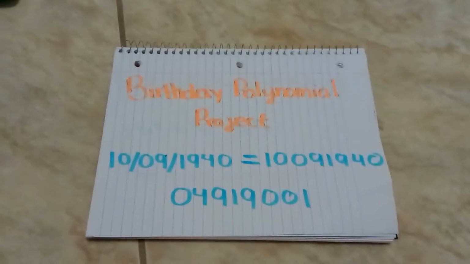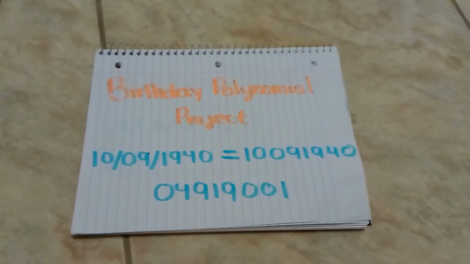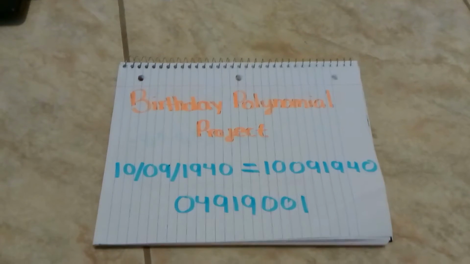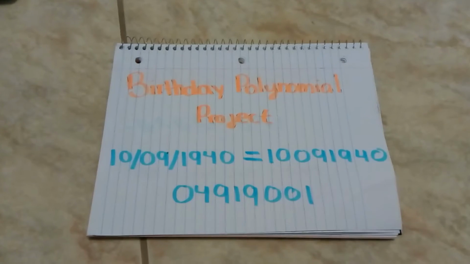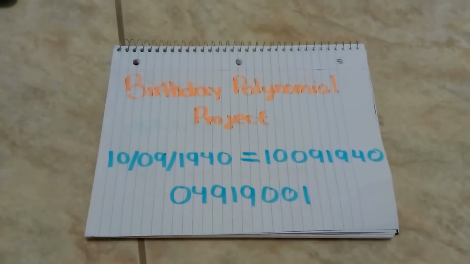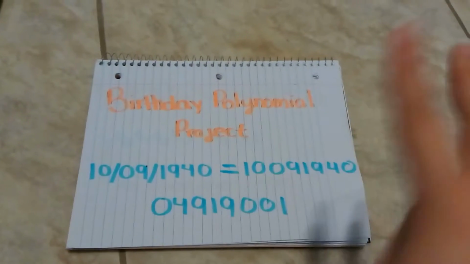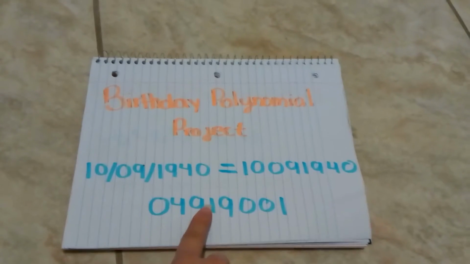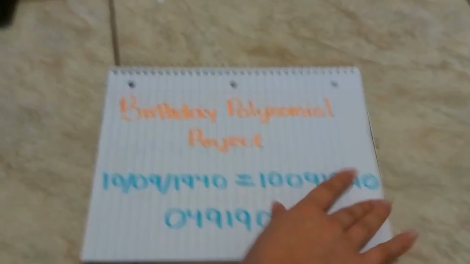Hello, today I'm going to be presenting my birthday polynomial project. In today's project, I chose to do John Lennon's birthday. For his birthday, the number is going to be 10/09/1940, which when you reverse it, is going to be 04/91/90/01.